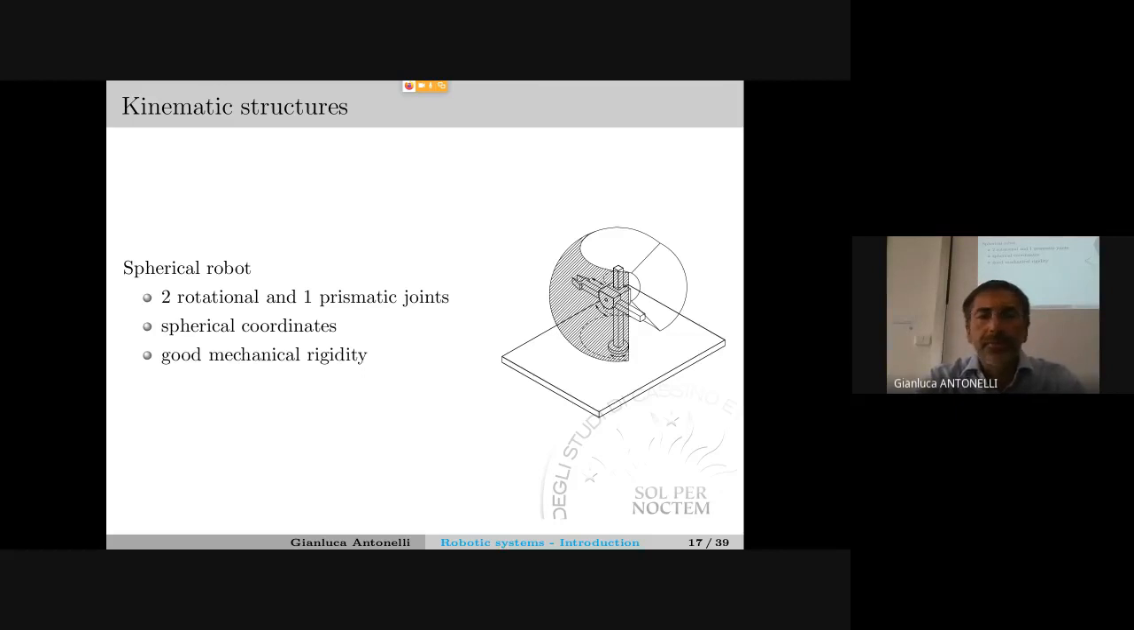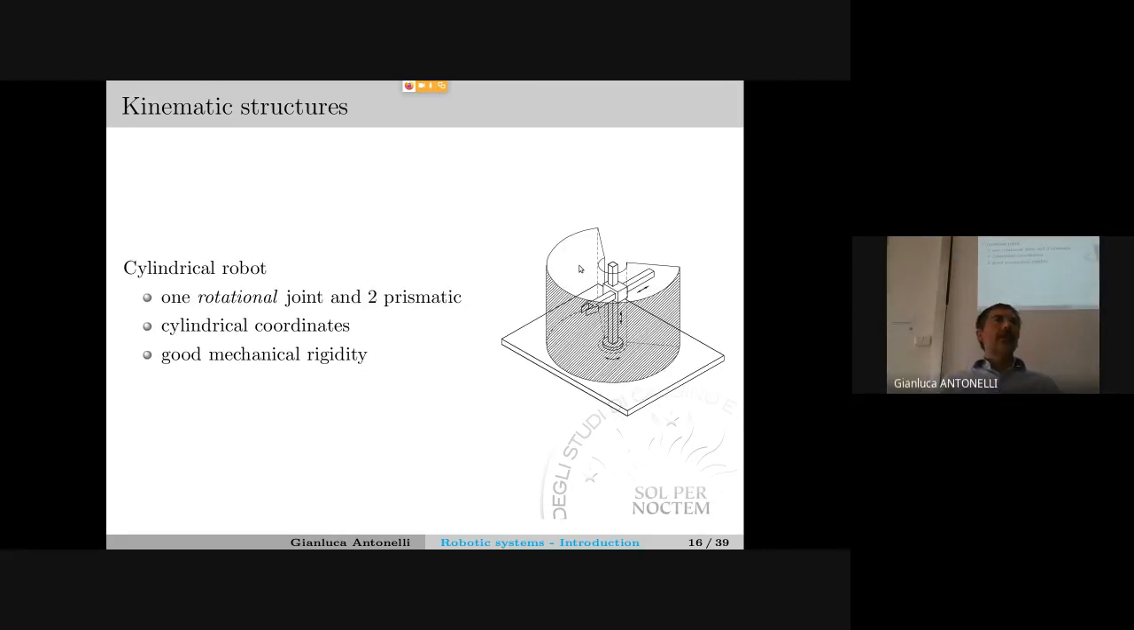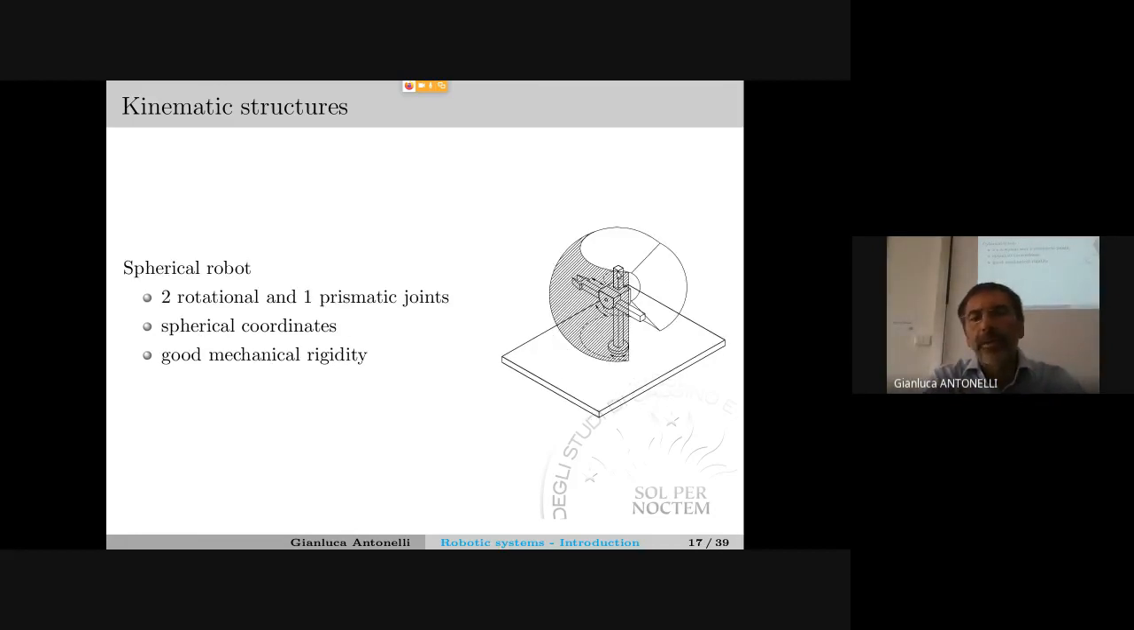Spherical robot. I have two rotational and one prismatic joint. This is its workspace. I mean, for the cylindrical, the name is very easy. If you look, the workspace is a cylinder. Okay. It's not a plain cylinder, because if you look here, you cannot go in this internal cylinder. Okay. But for the spherical robot, the surrounding surface of the workspace is actually a sphere. And it also has good mechanical rigidity.